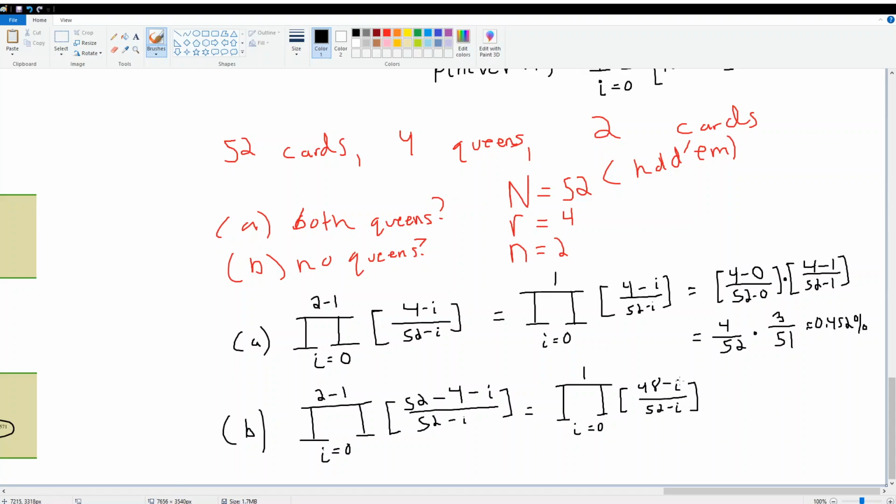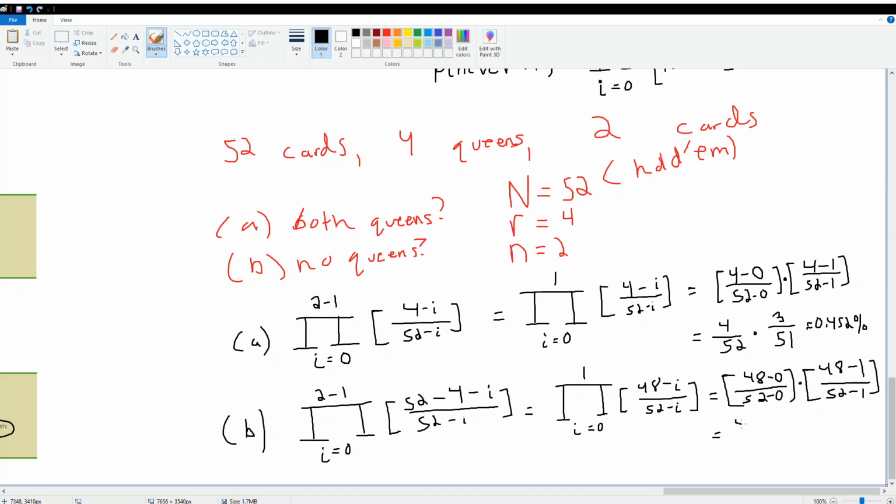Now that we've done that, let's actually work it out. We start with I equals 0. So 48 minus 0 is 48. 52 minus 0 is just 52. But we'll include the minus zeros anyway, so you can see where it's coming from. So now we've done that. We're multiplying. We're on to the next one. So now we're going to increment I to 1, and 1 is our last one, so we're going to stop here. So now we have 48 minus 1. We're just replacing I with 1. And then 52 minus 1.